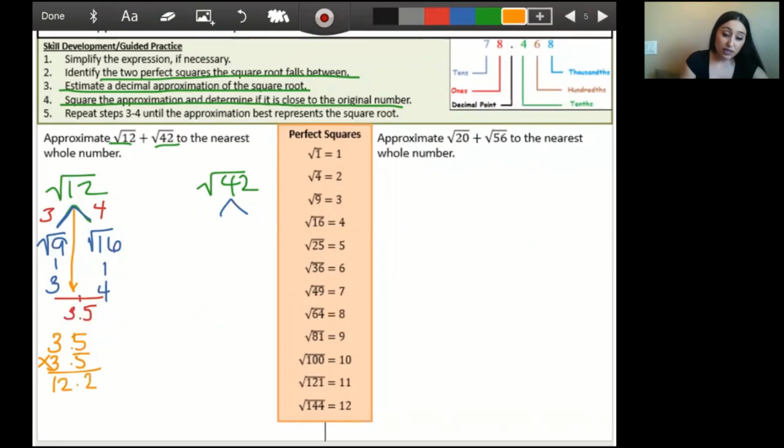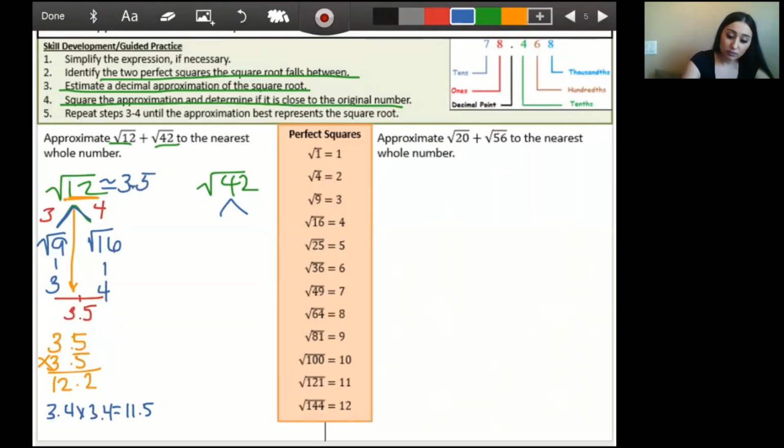12.2. That's really close to my original number, which is the square root of 12. But just for clarification, I'm going to try 3.4 times 3.4, and that leaves me with 11.5. Yeah, that doesn't really work because 12 is really closer to 12.2. So we're going to stick to 3.5. So the square root of 12 is about 3.5.